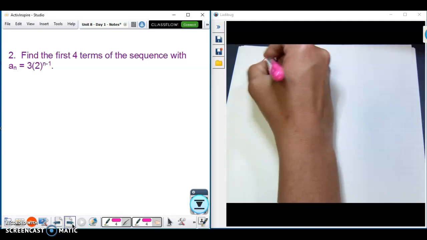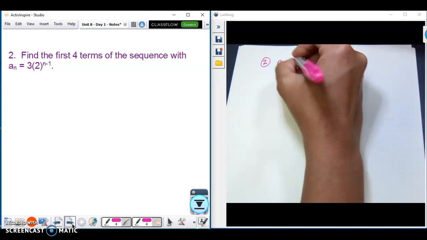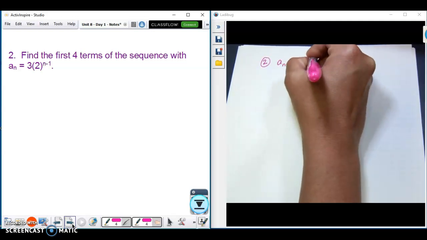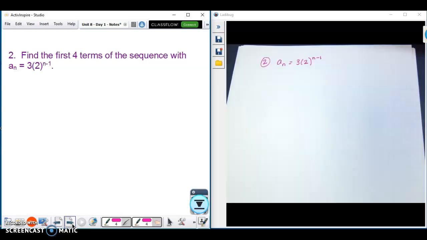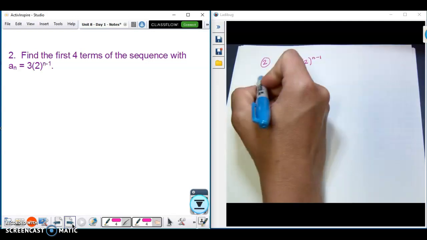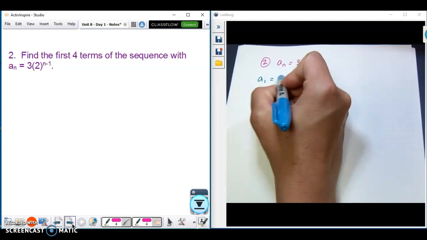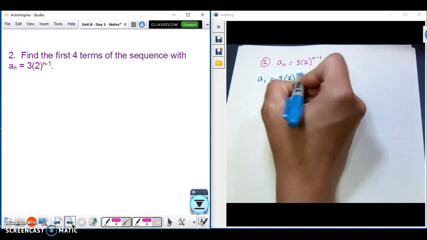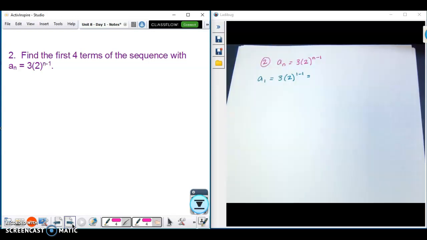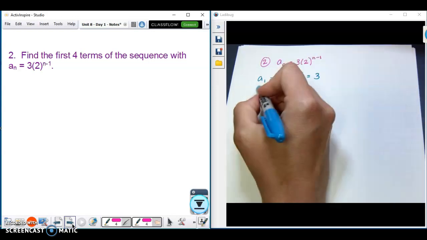We have a sub n equals 3 times 2 to the n minus 1. And we want to find the first 4 terms. So to find the first term, we're going to plug in 1. So a sub 1, we're going to plug in 1. So that'll be 2 to the 0th power, which is 1, so that's just going to be 3.